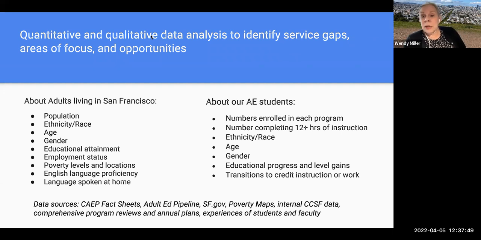But I also went deeply into reading our 3-year comprehensive program reviews that departments make that talk about all sorts of things, their curriculum, the outcomes of their students, their plans for improvement, equity data. And then in between those comprehensive reviews are annual plans. And so I've read all of those, discussed them with the department chairs and the departments that prepare them, and also gathered experiences of students and faculty. Next slide, please.